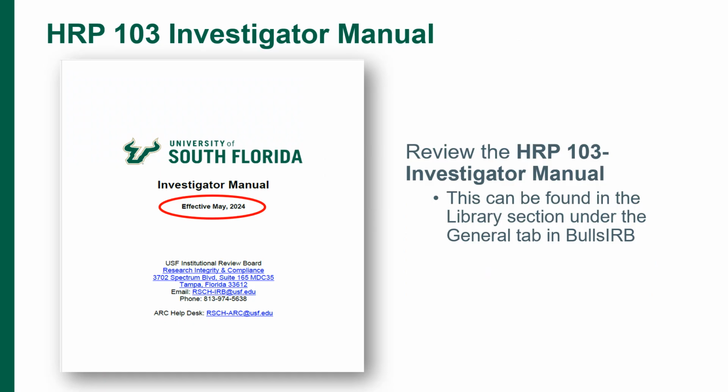Another amazing resource is the Investigator Manual. The Investigator Manual is designed to guide principal investigators and study team members through both USF policies and procedures and federal regulations related to the conduct of human subjects research, and it's written in a question and answer format, so it's super easy to follow. I love this document. We updated it recently, so make sure you're downloading the most recent copy.